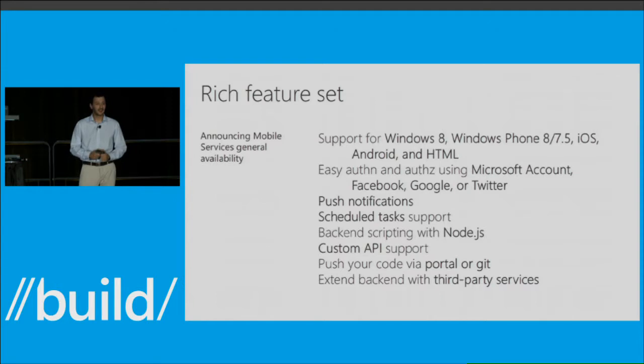So that's pretty exciting. And our GA comes with a very rich feature set. You'll notice right at the top, we support all the major client platforms that are out there today. So you can write for Windows, you can write for Windows Phone, which is what we're here to learn about today. But we also support Android, iOS, and even HTML if you want to embed your mobile service as part of a website. So you can use mobile services for a cross-platform solution.